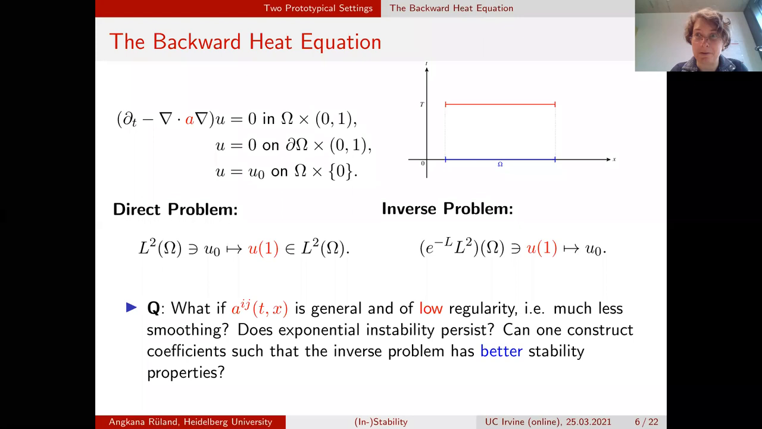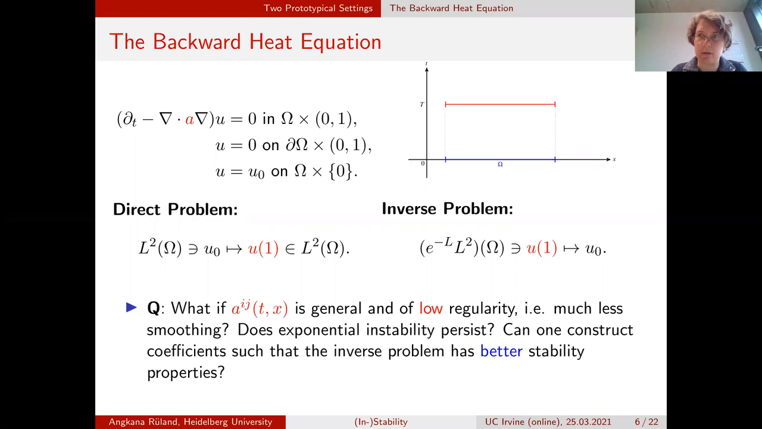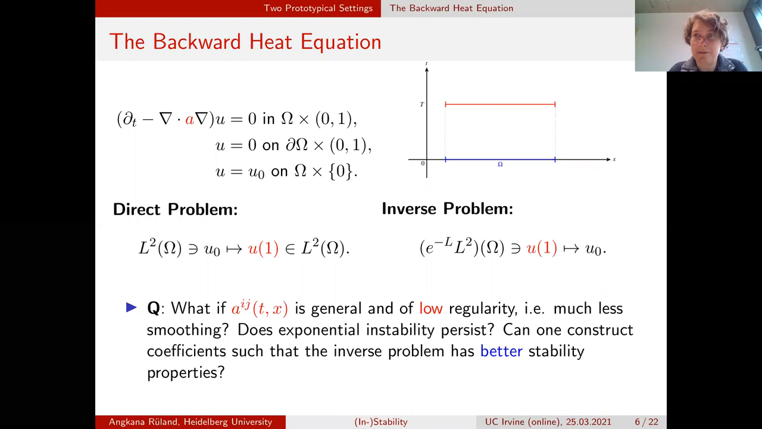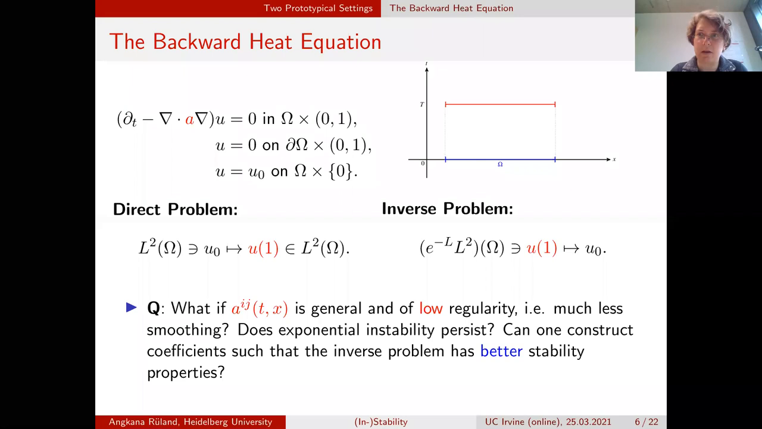I mean, not substantially more. So in particular, we no longer have analytic smoothing, no analytic regularization. So the question I would like to address, and the question I would like to keep in mind as one of the model problems or model settings, is whether in this simple situation, where we simply change the problem from as nice as you like coefficients to much less nice coefficients, is there still this exponential instability as in the heat equation, or is it possible to somehow find coefficients?